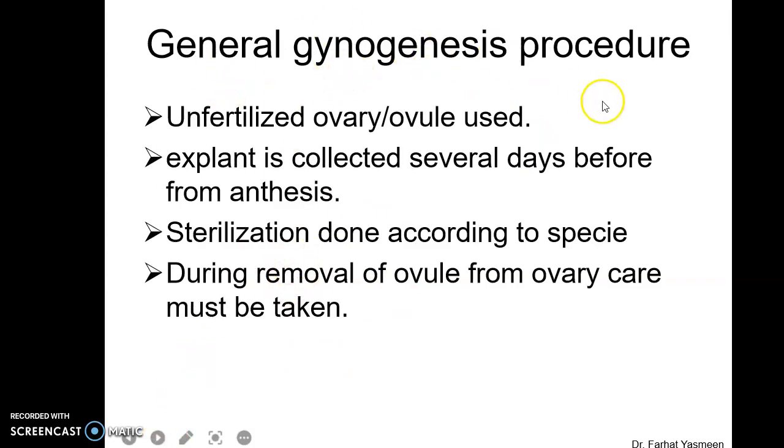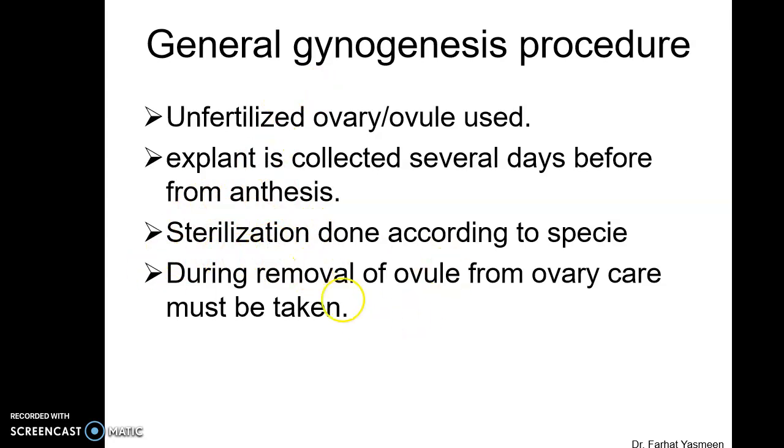General gynogenesis procedure: as I have discussed in androgenesis, there is also some general procedure which you will use. First of all, you have to use an unfertilized ovary or ovule. Then the explant is collected several days before anthesis, and then sterilization is done according to the species you are using. According to that species, you have to use the optimized protocol for the sterilization.